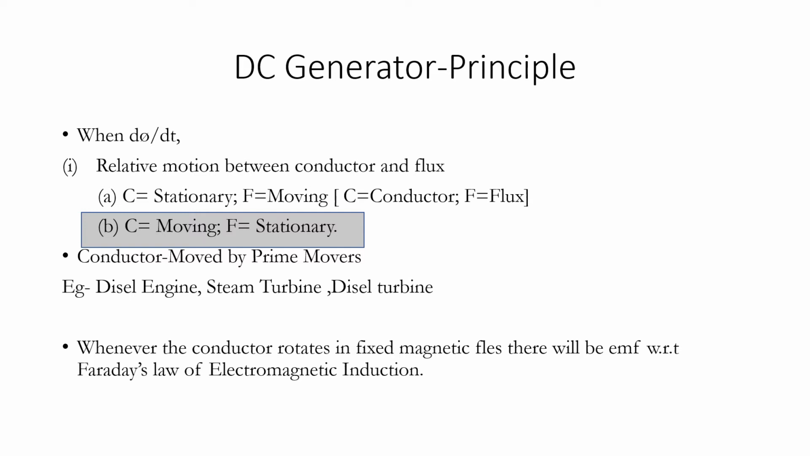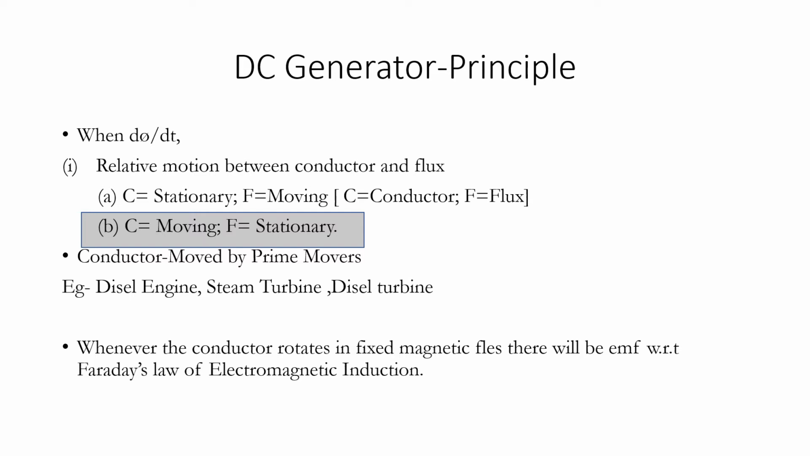So for the relative motion between conductor and flux, we have two options. The first option is keeping our conductor stationary and the flux moving. The second option is keeping our flux stationary and the conductor moving. The conductor can be moved by the prime movers. Examples of prime movers are diesel engine, steam turbine and diesel turbine.